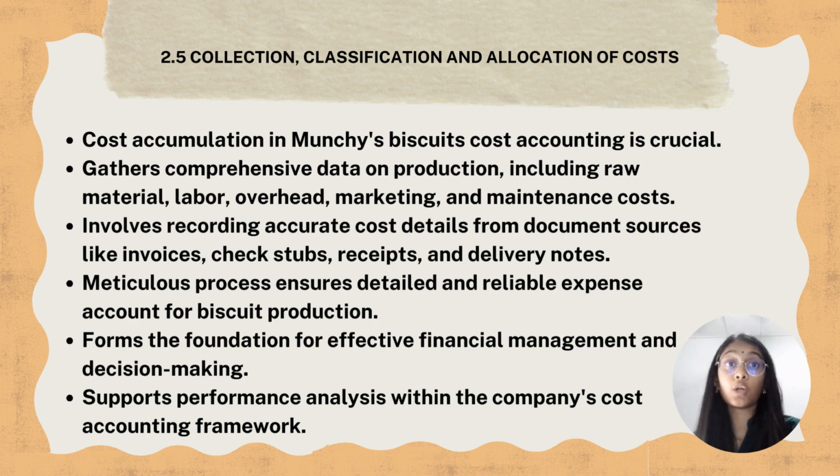Classification and allocation of cost. Cost allocation in Munchy's business cost accounting is critical. It gathers comprehensive data on production, including raw materials, labor, overhead, marketing, and maintenance costs. It involves recording accurate cost details from document sources like invoices, receipts, check stubs, and delivery notes. The process ensures detailed and reliable expense accounts for biscuit production, forms a foundation for effective financial management and decision making, and supports performance analysis within the company's cost accounting framework.